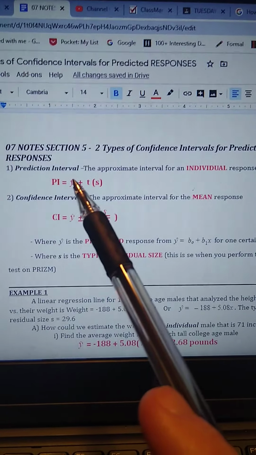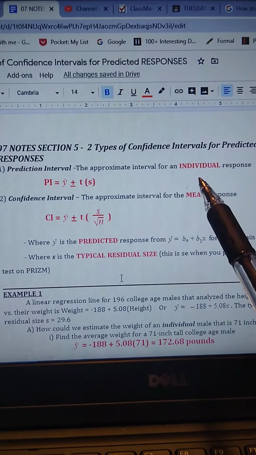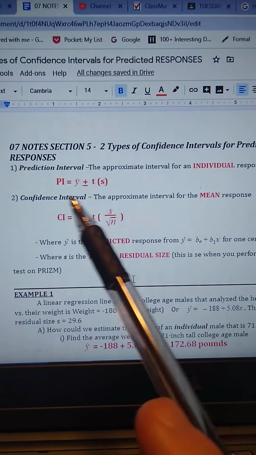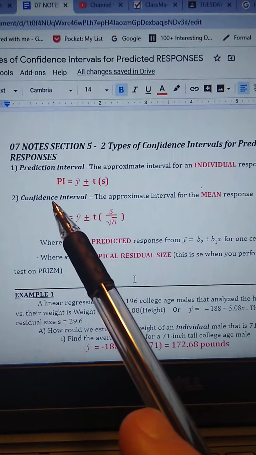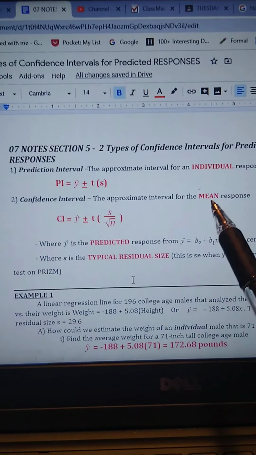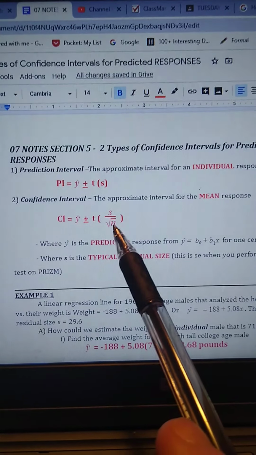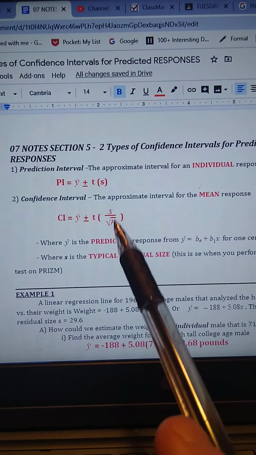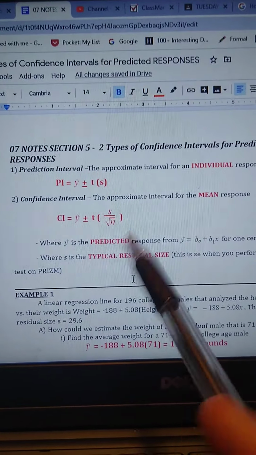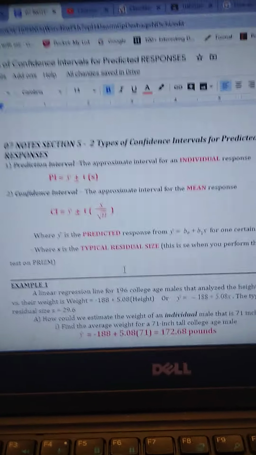First one is a prediction interval. This is for individual responses, and we'll get to this formula in a moment. The second is a confidence interval. This is for the mean of the responses, and it's the same formula, only it's s divided by the square root of n, which, dividing by a number, would make the interval narrower.